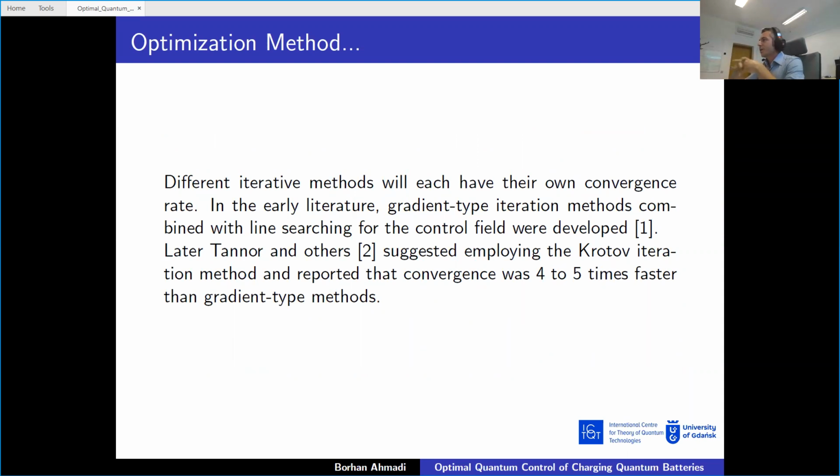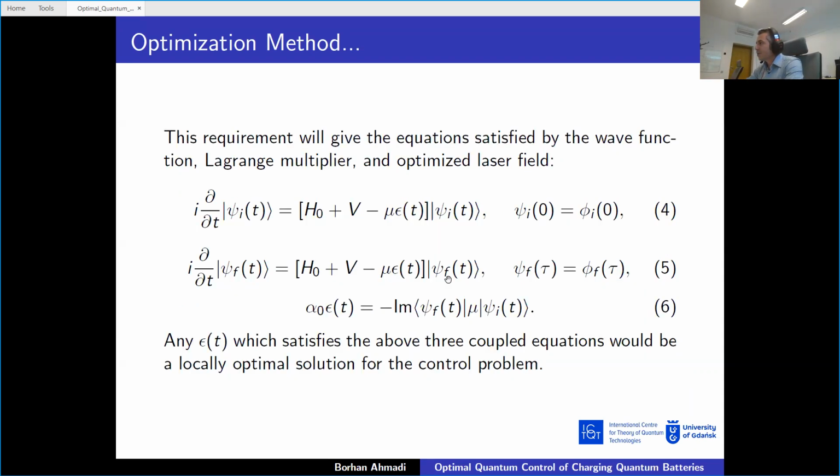So in order to solve these equations of motion, as you see, epsilon depends on both the forward and backward equation. We have to solve the first one and then put it in the second one, and then repeat this process. So it will be solved iteratively.